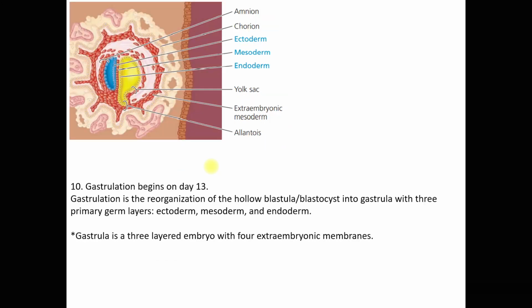Now gastrulation begins. Gastrulation begins on day 13. So gastrulation is the reorganization of the blastocyst into a gastrula that has three primary germ layers, and these three primary germ layers are the ectoderm, mesoderm, and endoderm. Or you can simply define gastrula as a three-layer embryo that has four embryonic membranes.